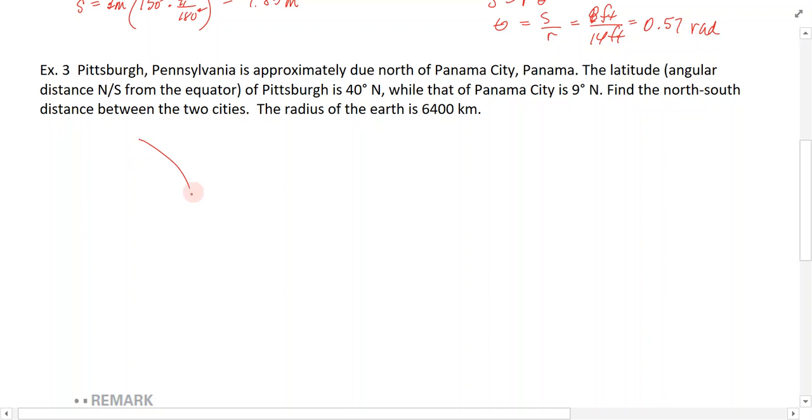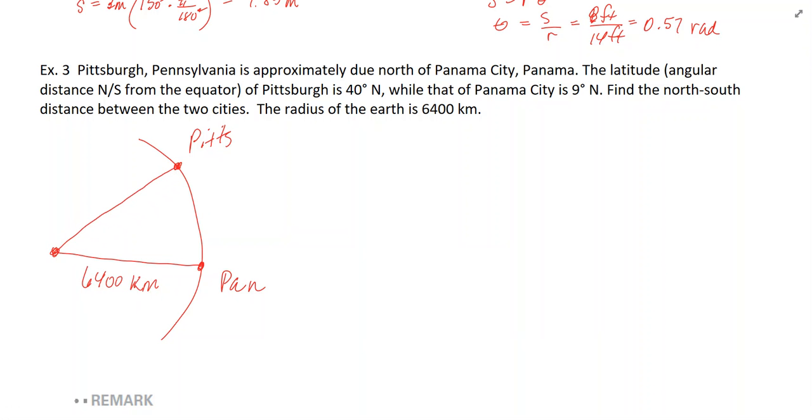So we know the Earth is round, right? We all know that. And here we've got Pittsburgh up here, and here we have Panama City down here. We would have a center to our round Earth. So in other words, the Earth has a radius of 6,400 kilometers. And the radius to Pittsburgh and the radius to Panama City would be the same, right? So I can create now basically a similar problem as we were just working. The thing that I don't know is this angle that separates Pittsburgh from Panama City.